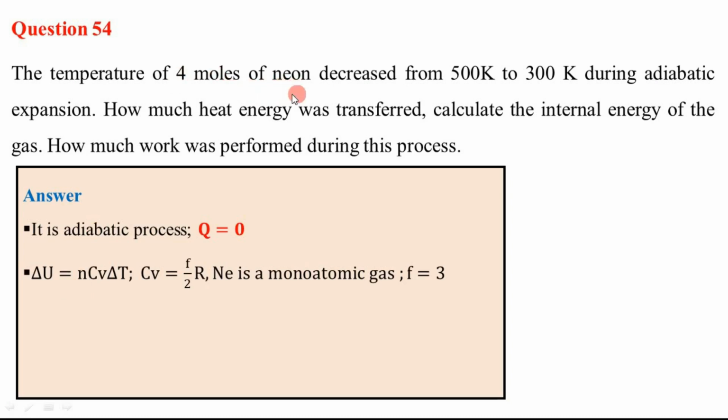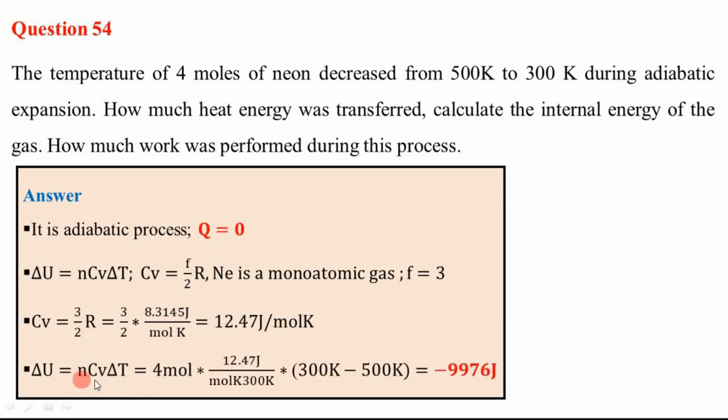NeO is a monoatomic gas. A monoatomic gas has degrees of freedom equal to 3. Here we replace f by 3. Cv is 3 over 2 times the gas constant. After getting the Cv, then you calculate the internal energy. We have the change in temperature here.